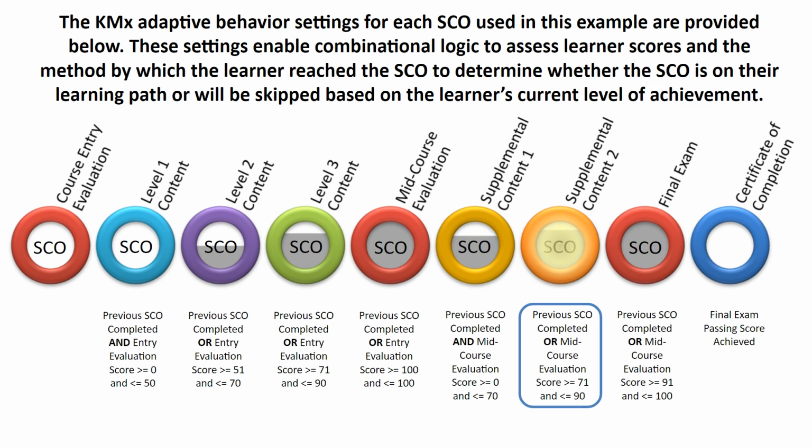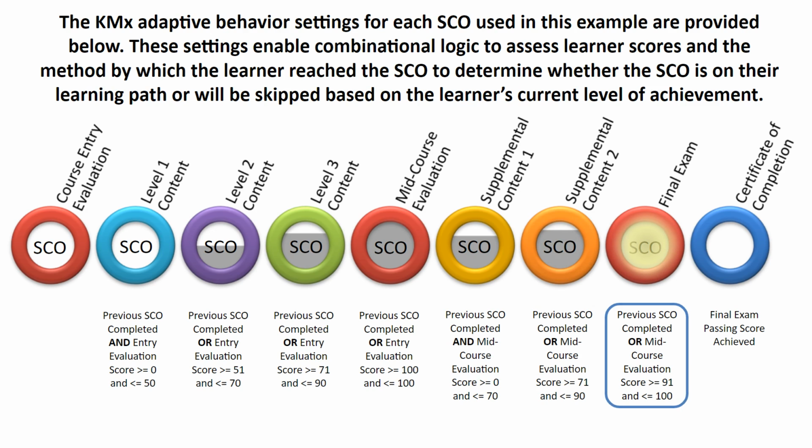Supplemental Content 2 is delivered if previous SCO completed or mid-course evaluation score greater than or equal to 71 and less than or equal to 90. Users then progress to the final exam if previous SCO completed or scoring is greater than or equal to 91 and less than or equal to 100 on the mid-course evaluation. Once a final exam passing score is achieved, users receive a certificate of completion.